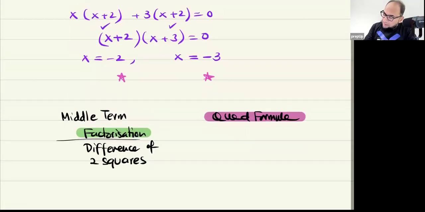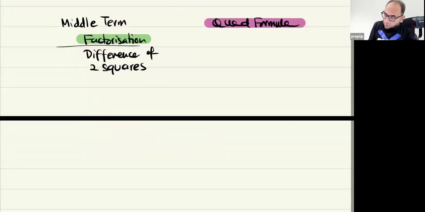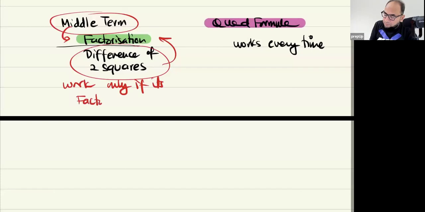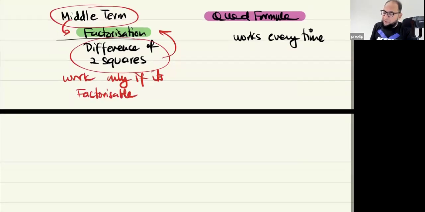This will work on certain cases. Quadratic formula works every time, whereas difference of two squares or middle term factorization will work only if it's factorizable. Let me give you an example.